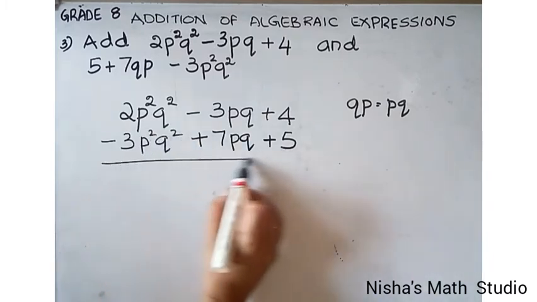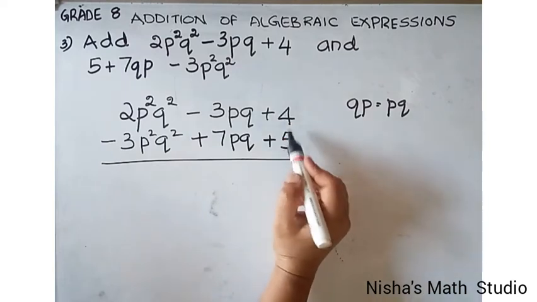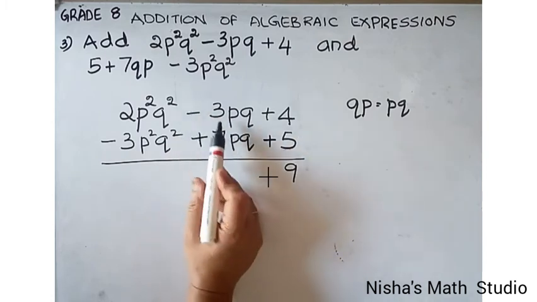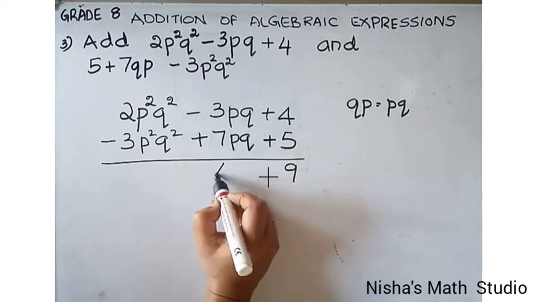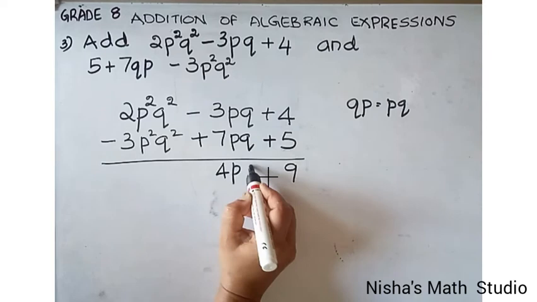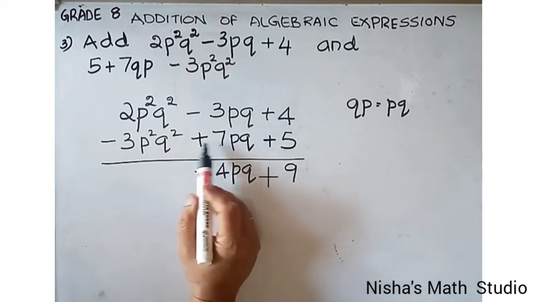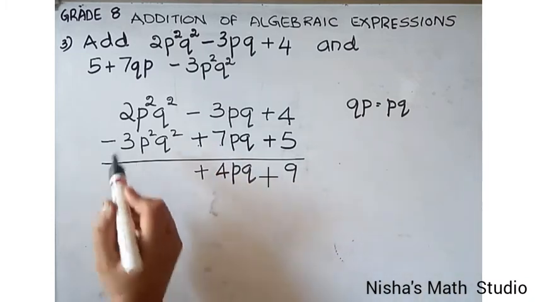Shall we add it now? Both are positive, so 5 plus 4 will give you 9. One positive, one negative. So 7 minus 3, which will give you 4. Same variable, pq. Sign is plus because 7 is a bigger number and its sign is positive.